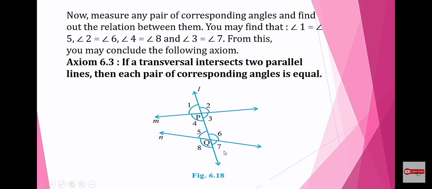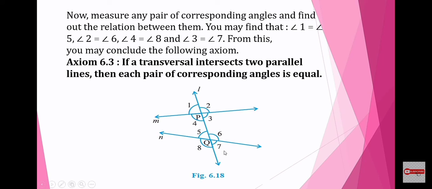Now measure any pair of corresponding angles and find out the relation between them. You may find that angle 1 is equal to angle 5. Similarly, angle 2 is equal to angle 6, angle 4 is equal to angle 8 and angle 3 is equal to angle 7. So from this, you may conclude the following axiom. Axiom 6.3: If a transversal intersects two parallel lines, then each pair of corresponding angles is equal.